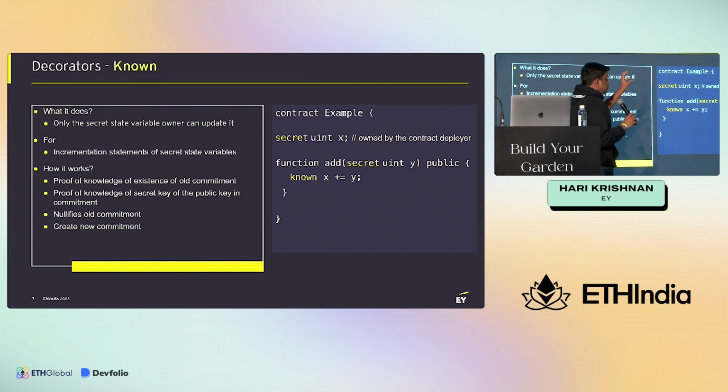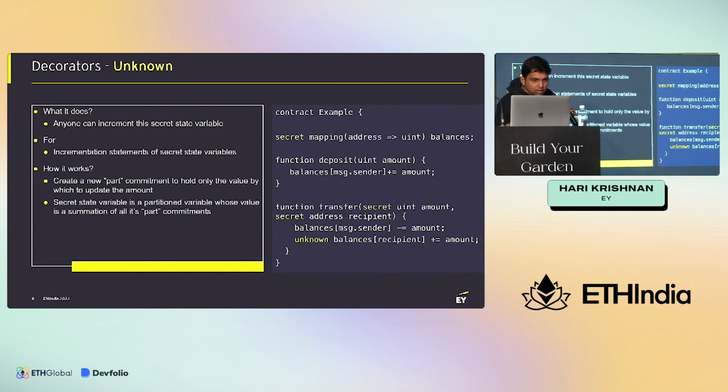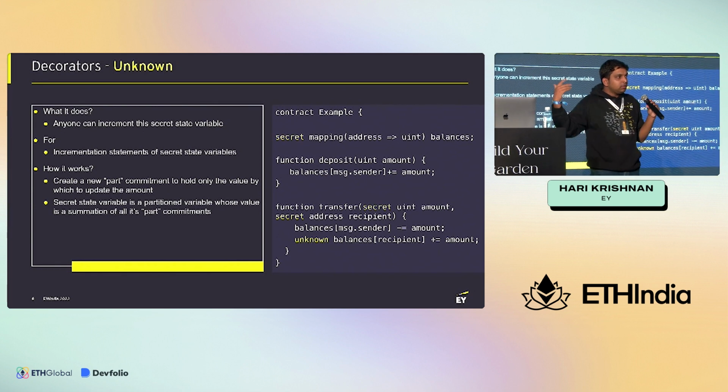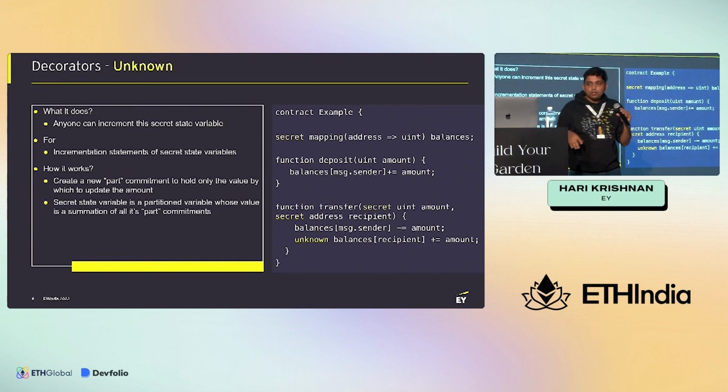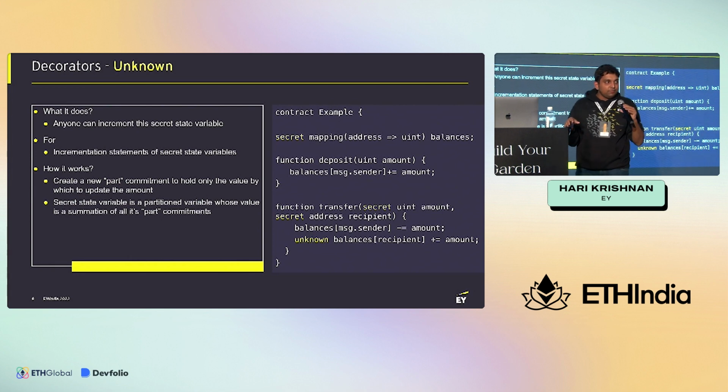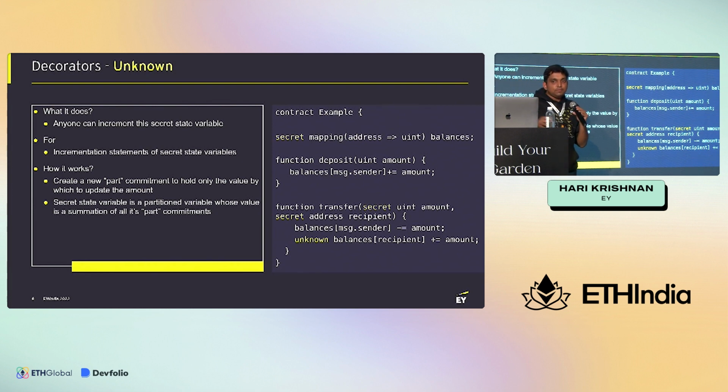It's pretty easy because you only have one state: every time you delete the previous commitment, and you have only one commitment. Unknown is a bit different, and there are a lot of use cases where you want many people to edit your secret information. For example, your balances, where you want people to transfer you money, but you don't want them to debit from your account, right? So you want the credit to be given by everyone, but the debit to be only by one person. So this is the case where multiple people are trying to edit a particular secret variable, and that's when we use unknown.